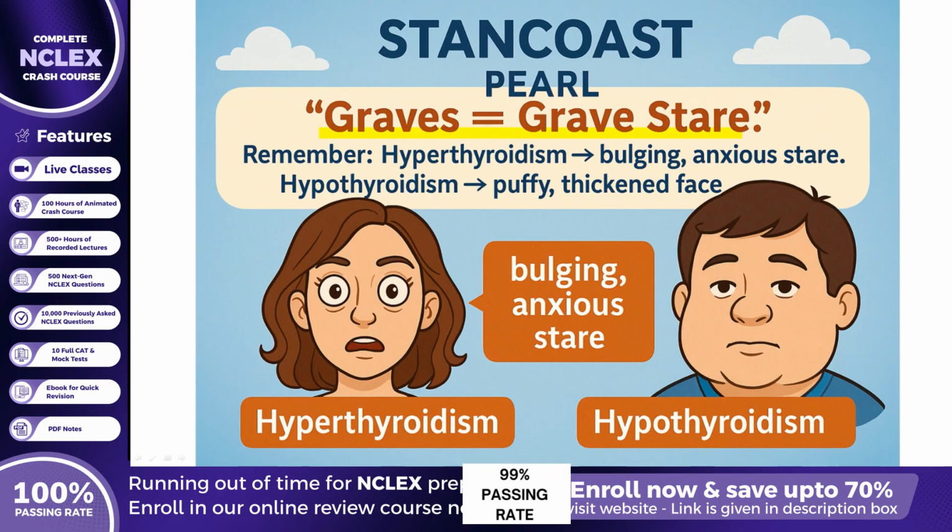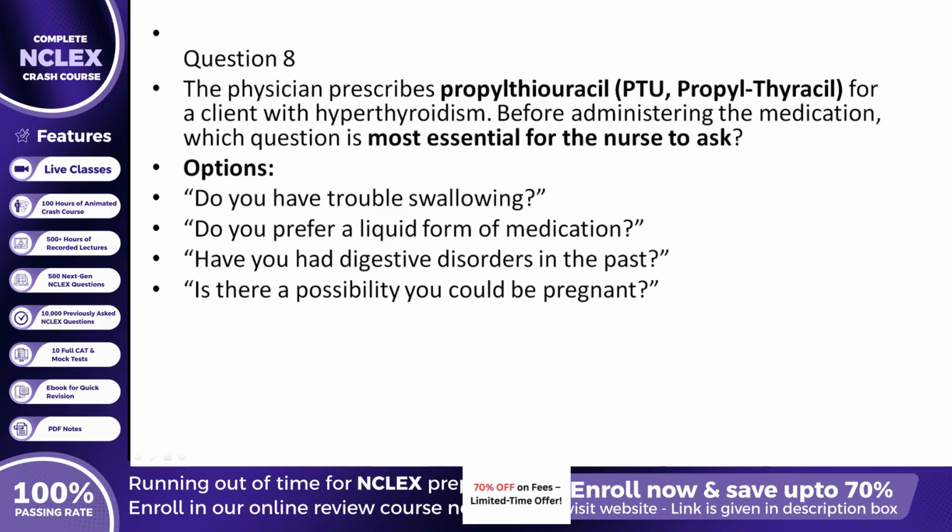Let us now explore another critical NCLEX-style scenario that directly highlights medication safety in endocrine disorders. A nurse is preparing to administer propylthiouracil, also called PTU, to a client who has been newly diagnosed with Graves' disease. Before giving the first dose, the nurse must carefully consider what assessment question is most important to ask. Here are the options to evaluate.